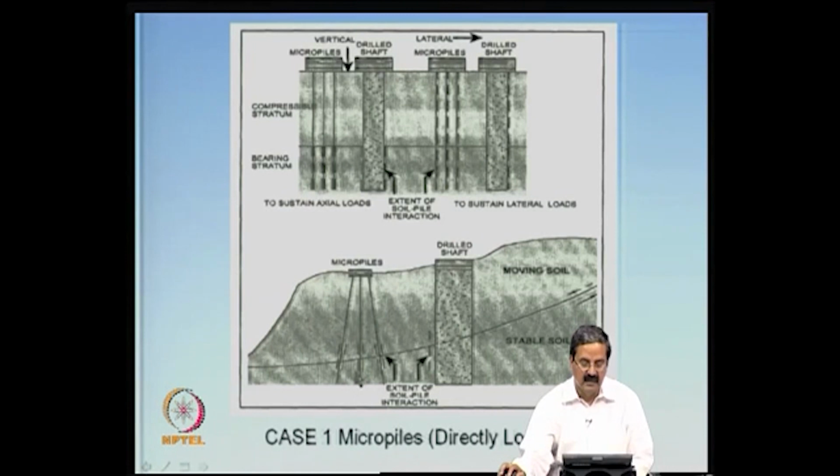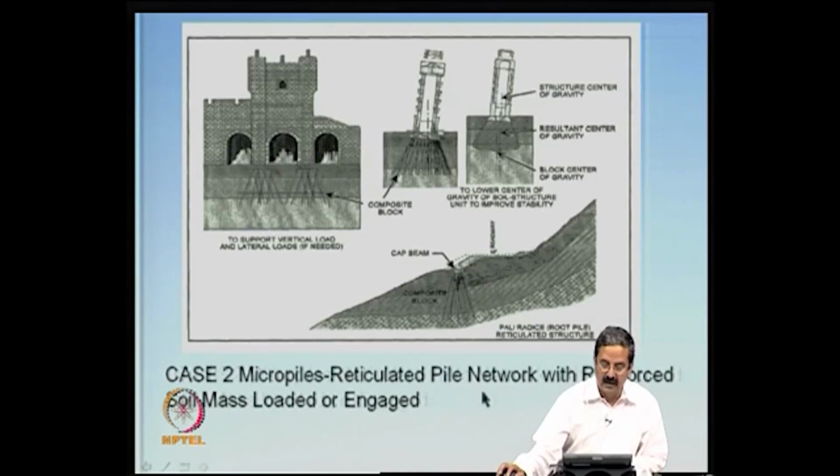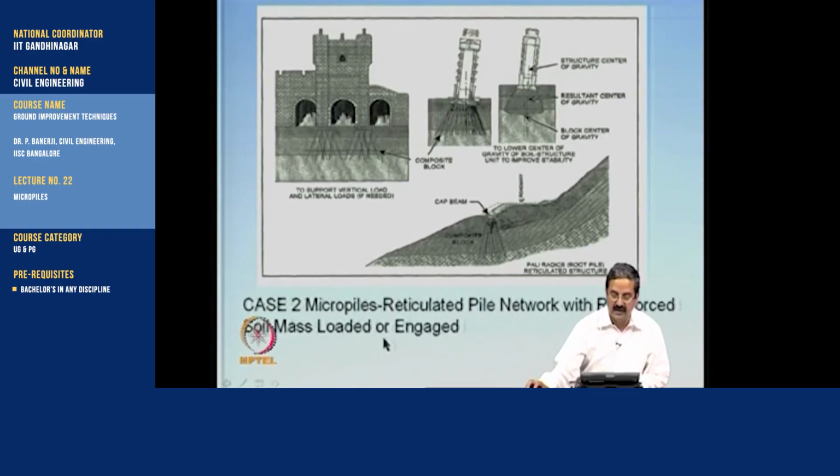Here same thing, but shear is something different, that is case 2. So, vertical load is taken care of by this system, right. Case 2 is another example of a reticulated pile network with reinforced soil mass loaded or engaged.